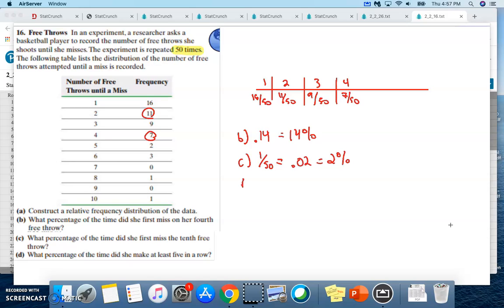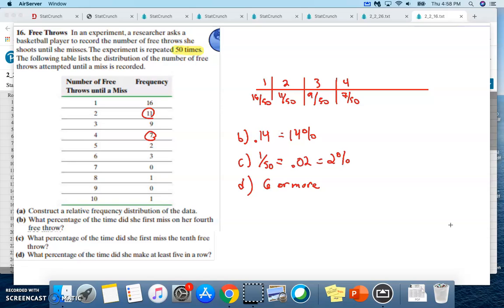Part D wants to know what percentage of the time did she make at least 5 in a row. That means the number of free throws until she had a miss would be 6 or more. Because if her first miss came on 6, that means she made 1 through 5. If her first miss came on 7, she made 1 through 6, which is at least 5.